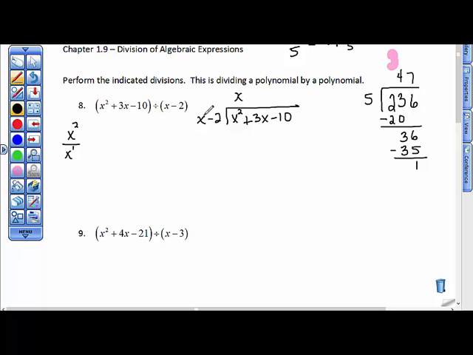And x times x will give me this x squared. Remember here, 4 times 5 gave me the 20. That's what I did, 4 times this. So now I'm going to take x times the x minus 2. I'm going to put it off to the side here. So x times x is x squared. X times a minus 2 is a minus 2x.